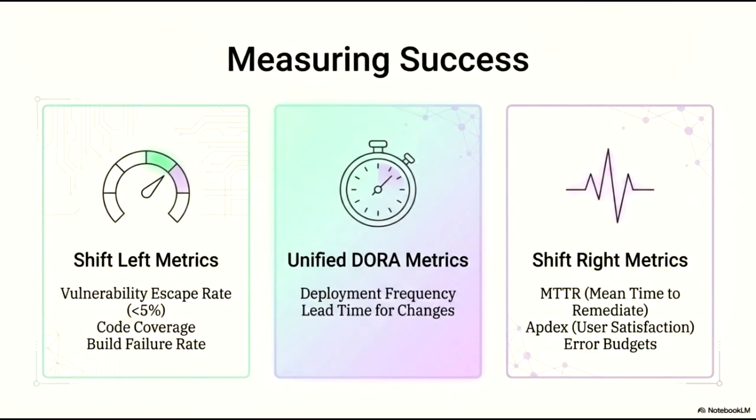Finally, shift right metrics offer insight into the health of our production environment and the actual user experience. We track the mean time to remediate to assess our responsiveness to incidents, utilize AppDex to quantify user satisfaction, and manage error budgets to align our deployment speed with necessary reliability. This holistic framework ensures that our speed never comes at the cost of quality or stability.